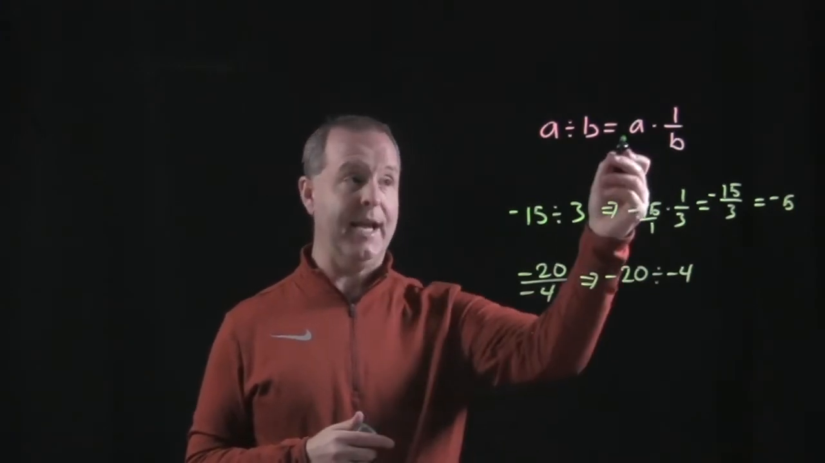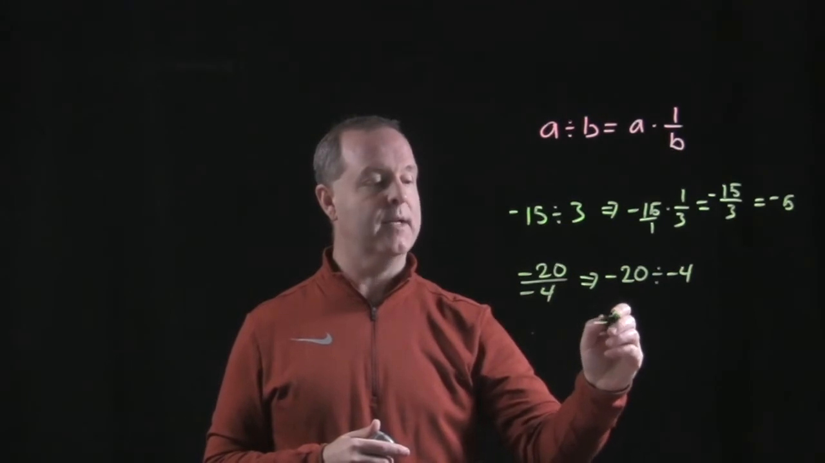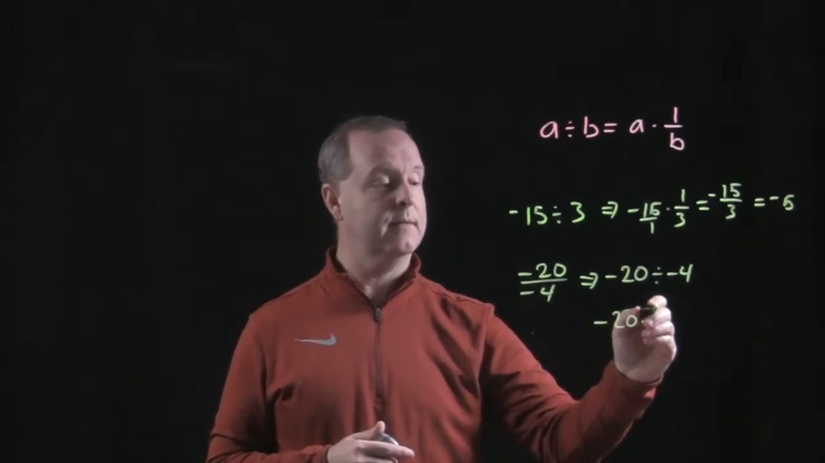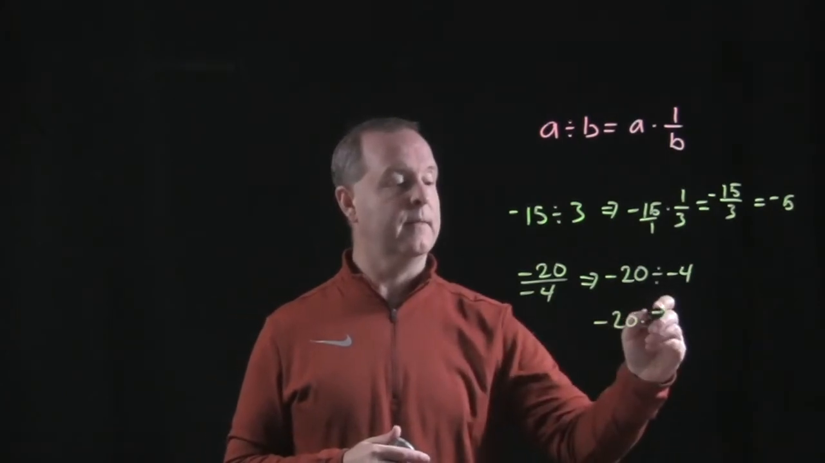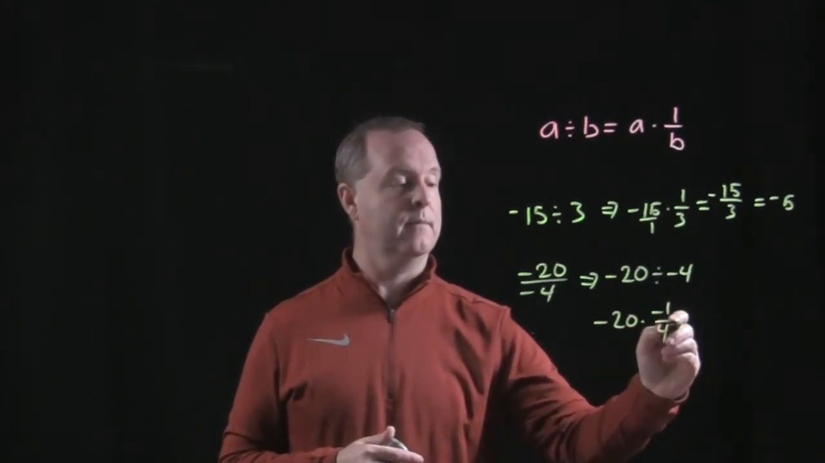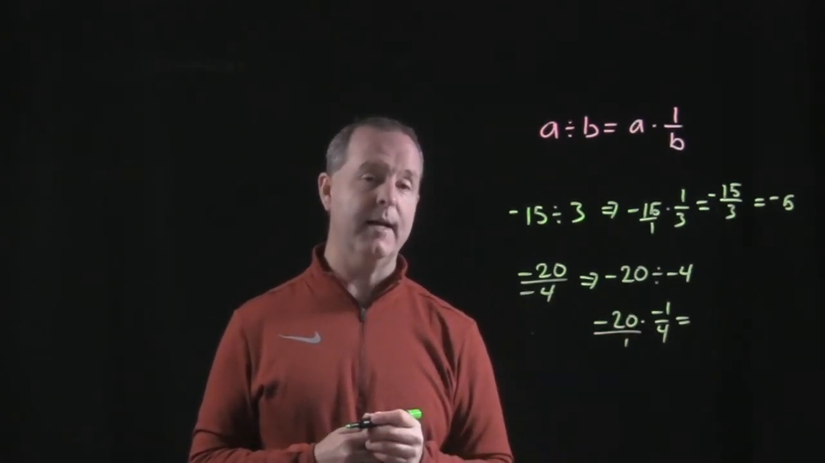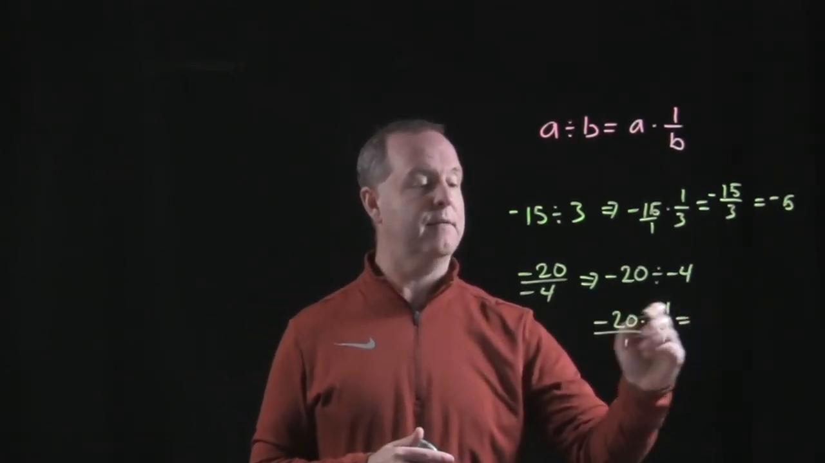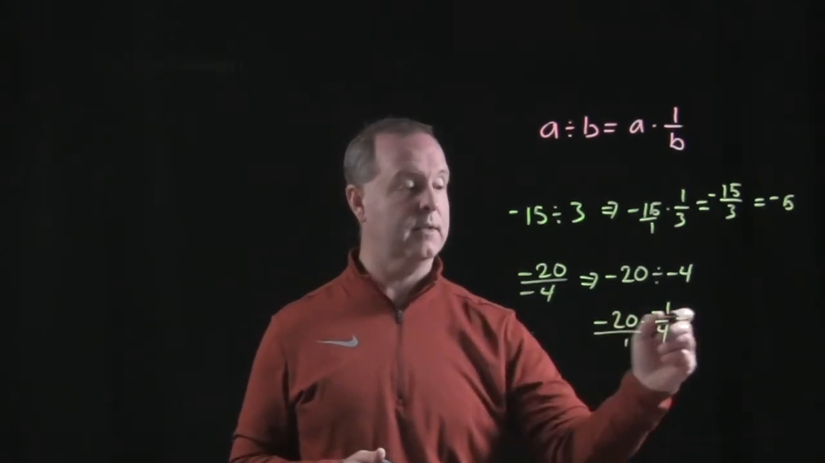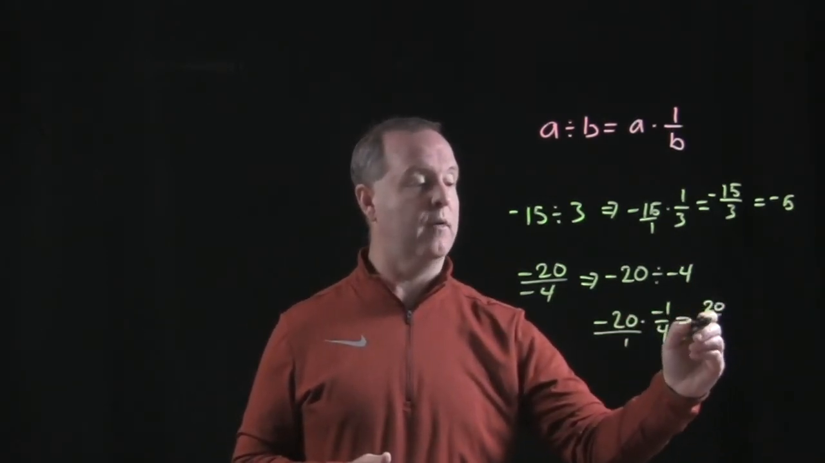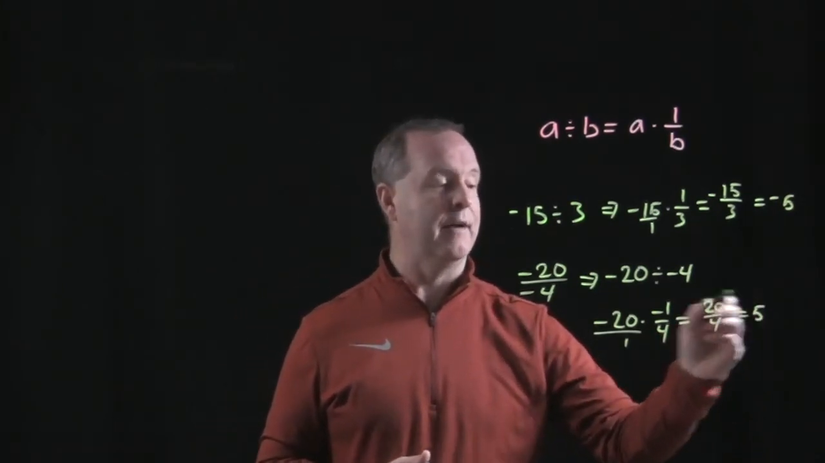Rewrite that as a multiplication problem using our pattern up here. So negative 20 times the inverse of negative 4. What's the inverse? Negative 1/4. This 20 has an understood 1 in the denominator, so this becomes a negative. It's a negative times a negative, so that produces a positive result, and a positive 20 over a 4, and I can reduce that down to 5.